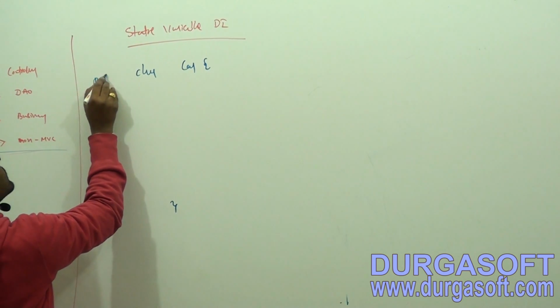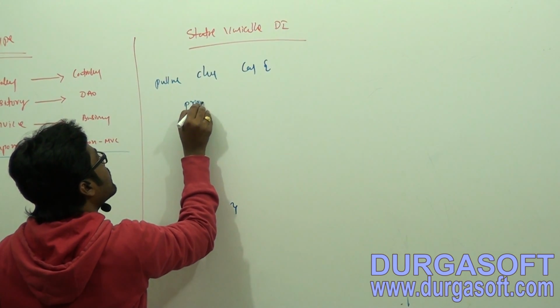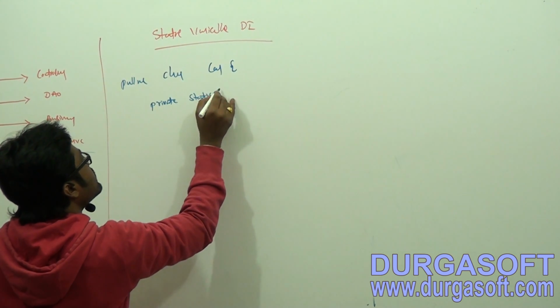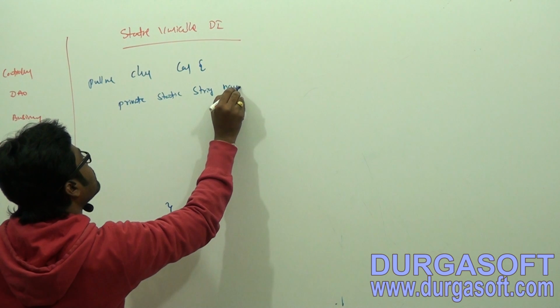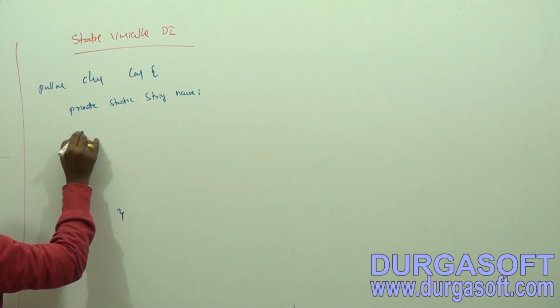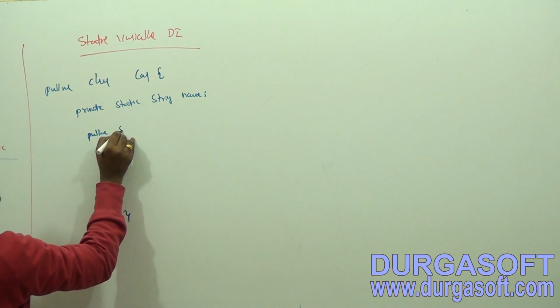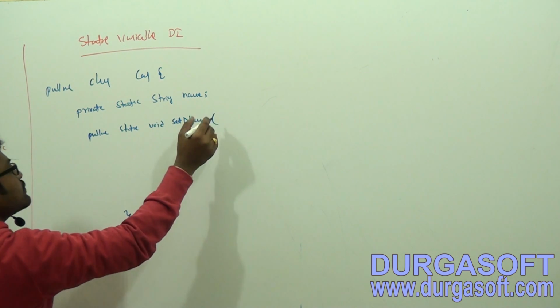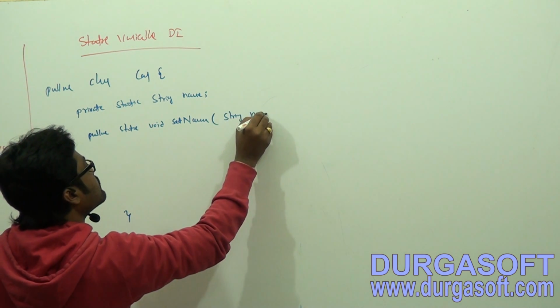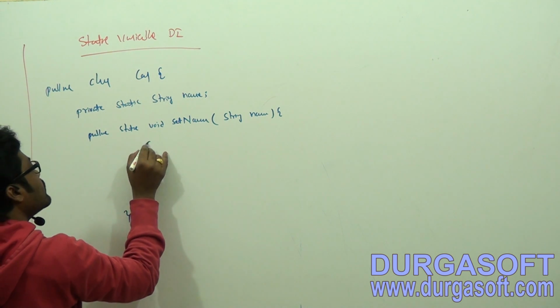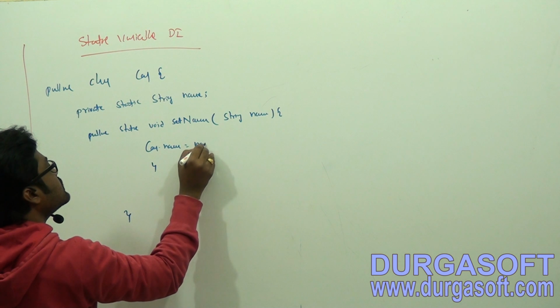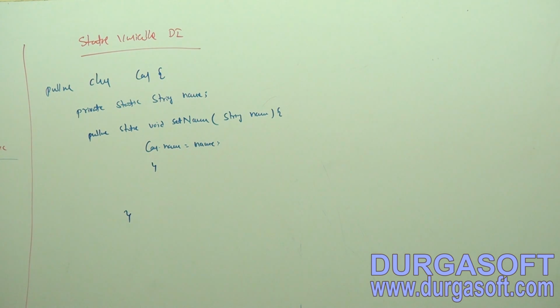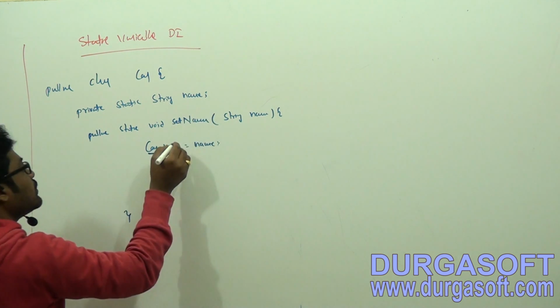Class car, if it contains one private static String name, and you have one static setter method, which also should be static: public static void setName. So Car.name equal to name. This we should not use here. This is only for non-static. For static variables, use class name dot variable name: Car.name equal to this local parameter, the local variable name.